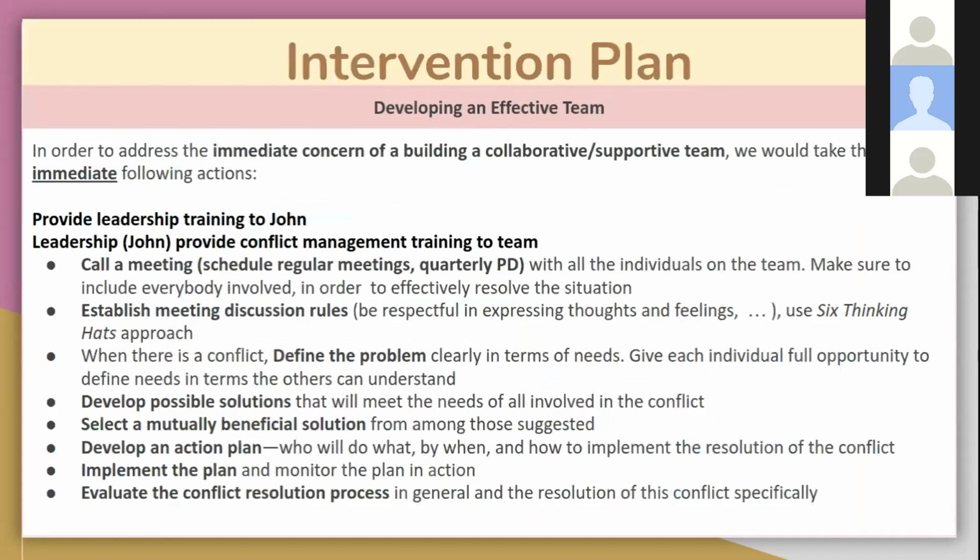So here's the intervention plan that we've come up with, and we're looking at helping them to develop into a more effective team. Our recommendation for immediate action is, one, for John to receive some leadership training, some professional development, and we recommend that he get some training in servant leadership to learn how to better serve his team effectively and fairly. Then we recommend that John provide conflict management training to his team. And we line out the steps that we recommend.